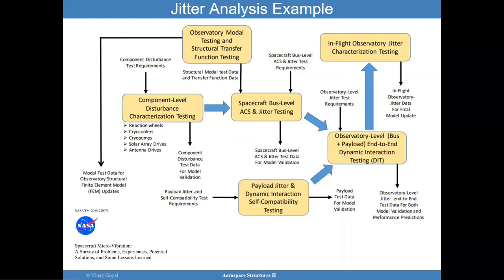Here's an example of a jitter analysis methodology. In the bottom left, you're going to see a NASA TM 2018-220075. It talks about spacecraft microvibration, a surveyor problems, experiences, potential solutions, and some lessons learned. It's a great document. There's a flow chart like this that talks about the interactions between the disturbance characterizations that need to be performed: reaction wheels, cryo pumps, solar array devices, antenna drives.